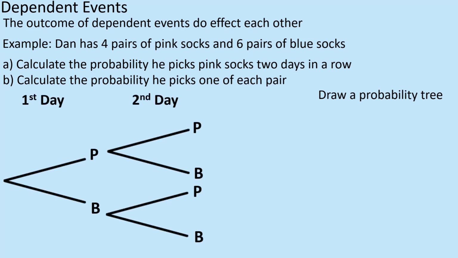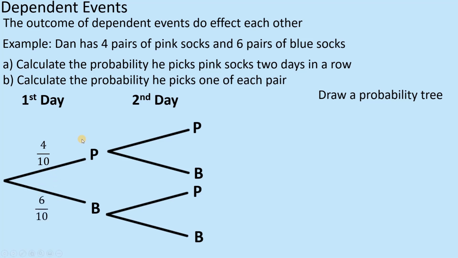So we've got first day and second day. So we've got pink socks and blue socks, pink socks and blue socks, and pink socks and blue socks. Okay, so the probability of getting a pair of pink socks to start with is 4 out of 10, isn't it? It's 4 out of 10 total. There's 4 pairs of pink and 6 pairs of blue, so it's 4 out of 10 for this top one. All right, that means there are obviously 6 out of 10 for the bottom one.